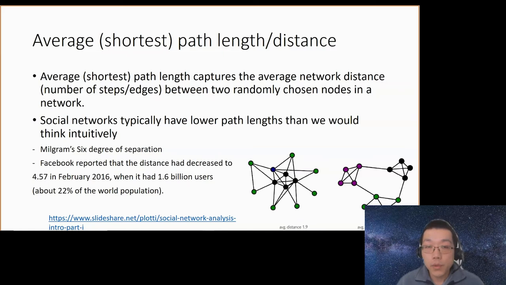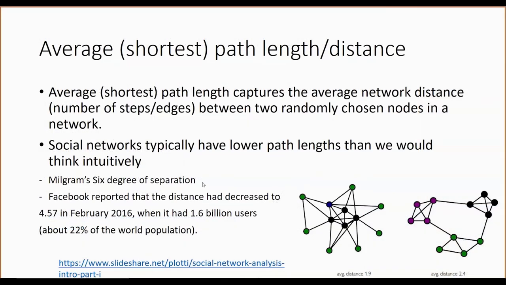And in the real world, surprisingly, social networks actually have lower path lengths than we would think intuitively. Some of you might have heard of Milgram's experiment on six degrees of separation. Basically, in his experiment, he concluded that on average, it only takes 6 steps from one person to anyone else in the United States.